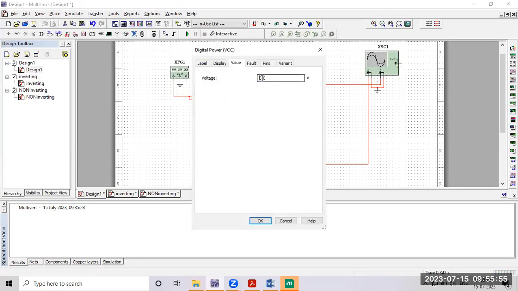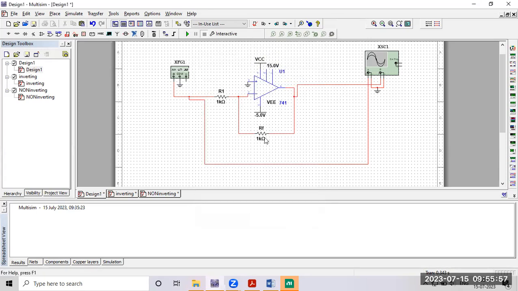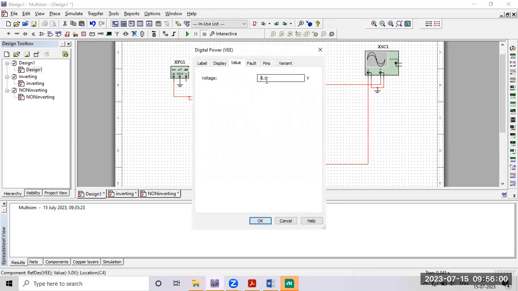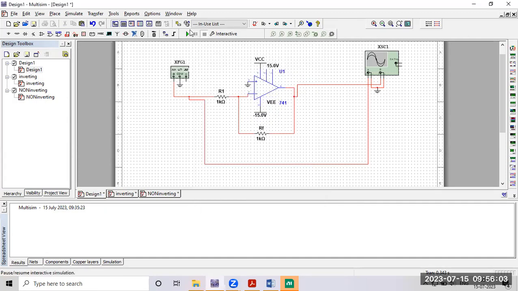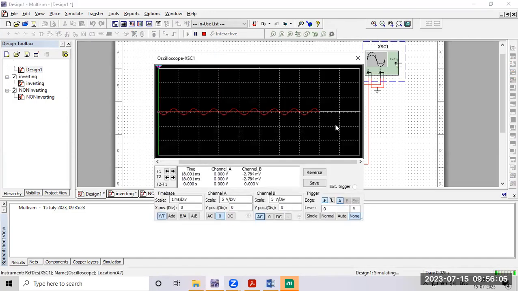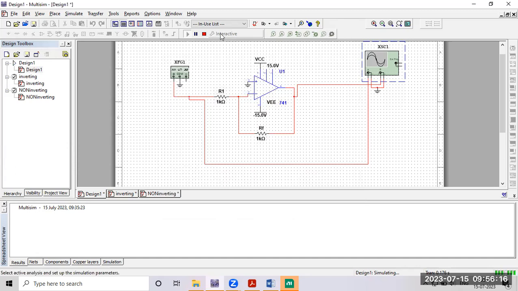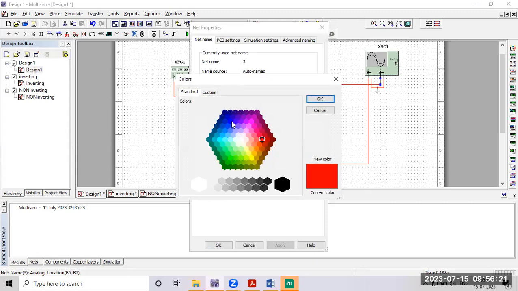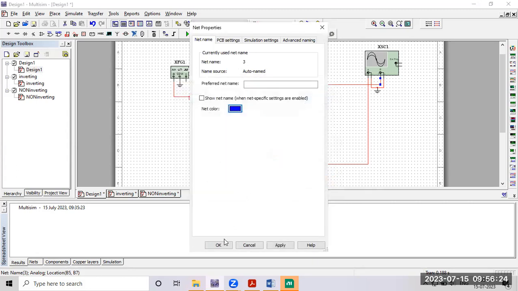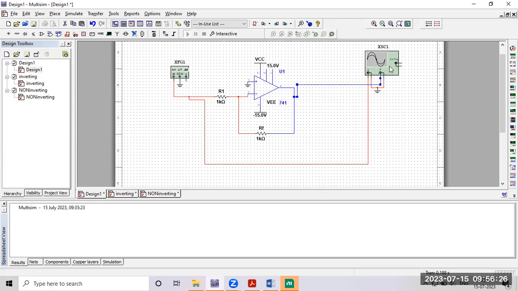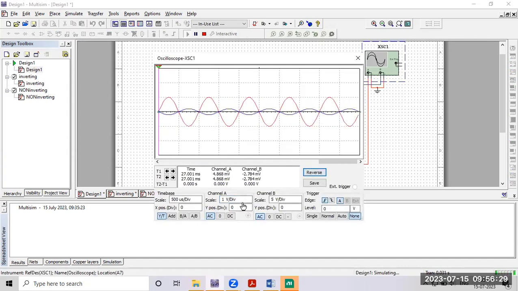We should change this one to 15 and minus 15. Okay. Now run. Output is coming. To differentiate the output and input, I'm going to give this color blue. Now reverse for better looking.